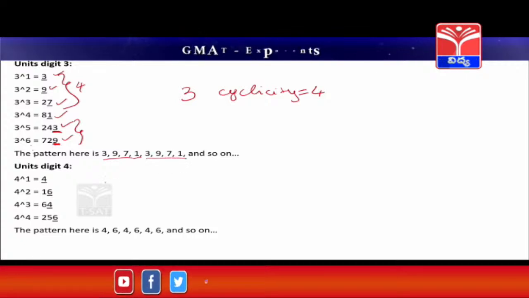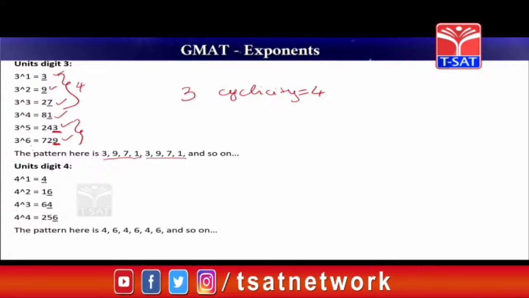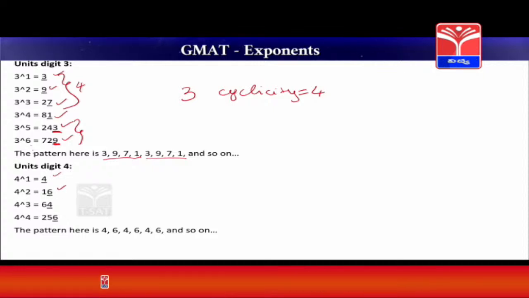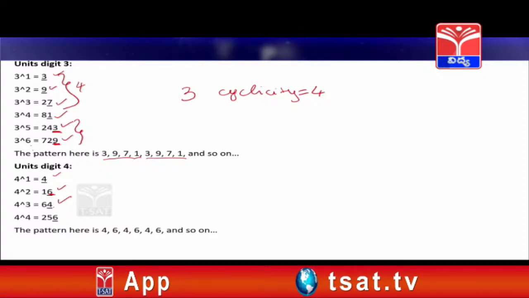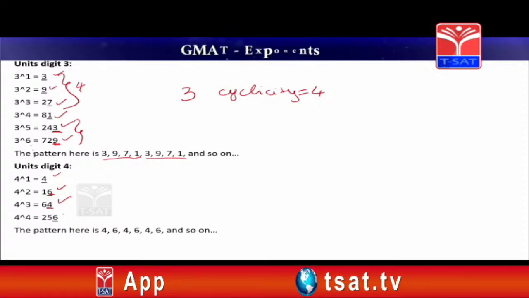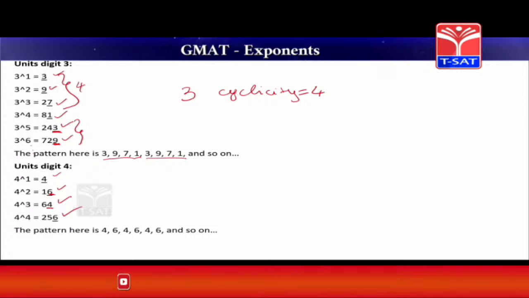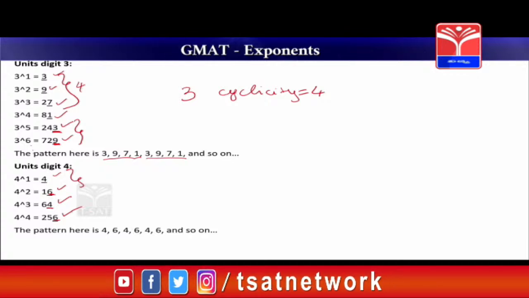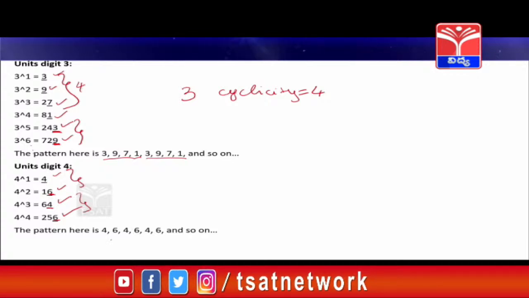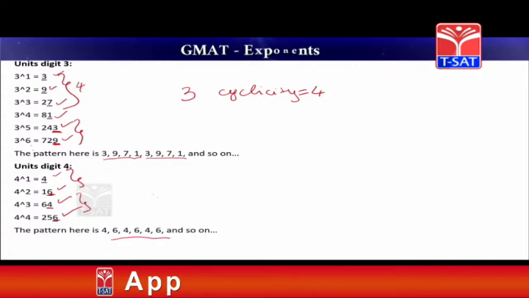This is how it's going to repeat itself. When the unit digit is 4, 4 raised to 1 is 4, 4 square is 16 with 6 at its unit digit, 4 cube is 64, unit digit is 4, 4 raised to 4 is 256, which again repeats itself. Here the cyclicity is just 2: 4, 6, 4, 6. This is the pattern that it's going to follow.